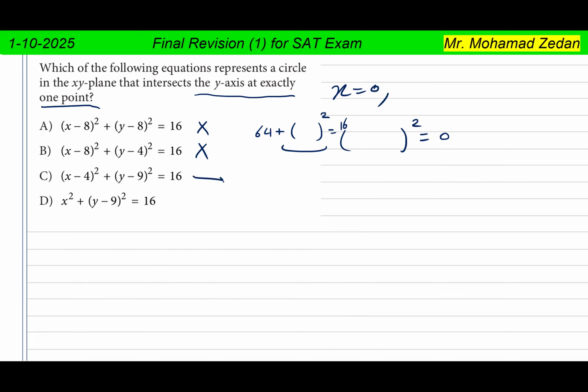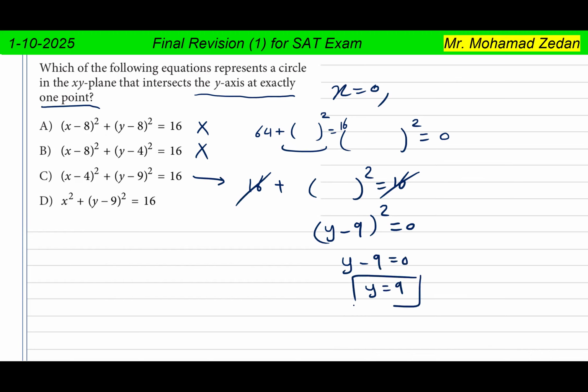Of course. If you put x as 0, 0 minus 4 all squared is 16, plus a complete square is equal to 16. By removing 16 from each side, you have y minus 9 all squared is equal to 0. And this means y minus 9 is equal to 0. And y now has only one value, a unique value, y equals 9. So this equation of a circle intersects the y-axis at exactly 1 point.